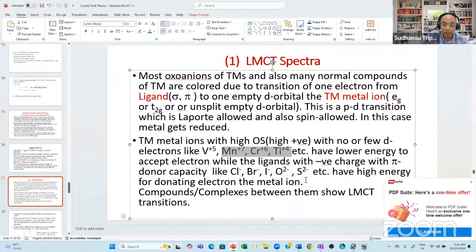And I was telling about pi acceptor ligands like cyanide, carbon monoxide, nitrite, and so on. But chloride, bromide, iodide, oxide, sulfide, these are pi donors. They have lone pairs. They can form pi bond. That we shall study in MO theory in a separate class. MOT, that is ligand field theory.